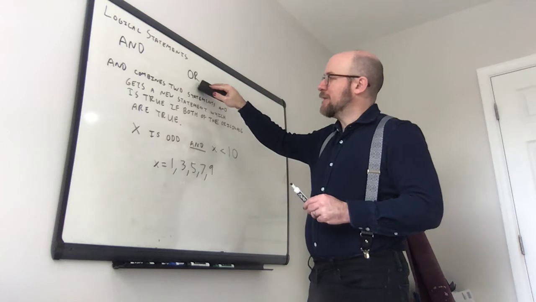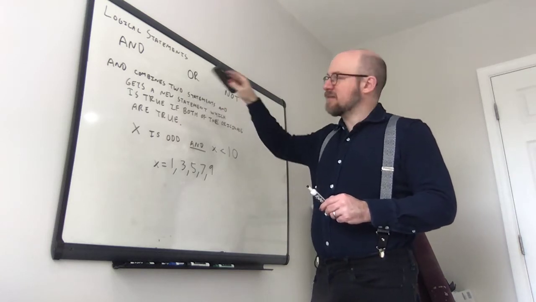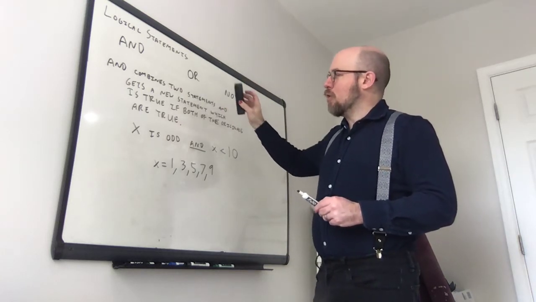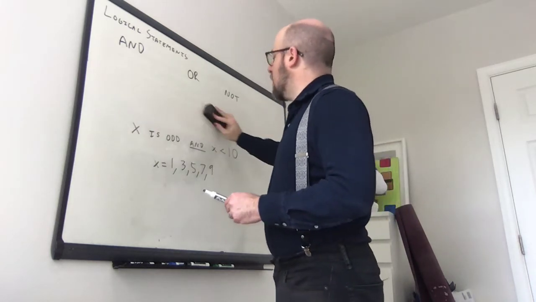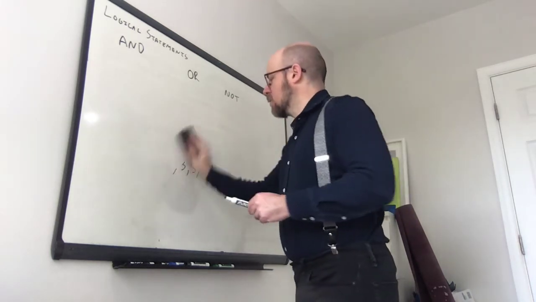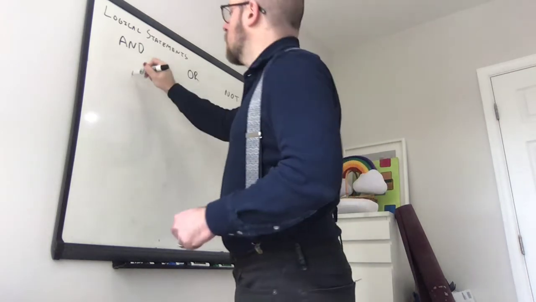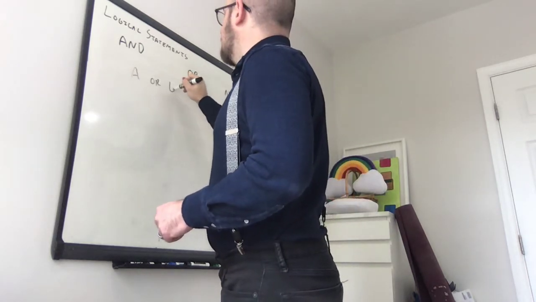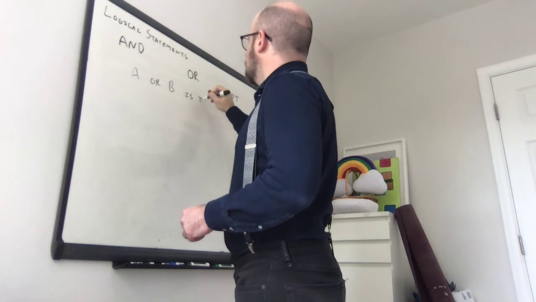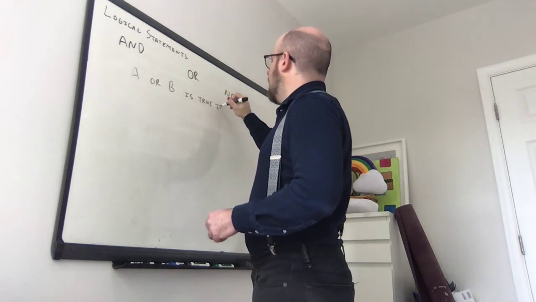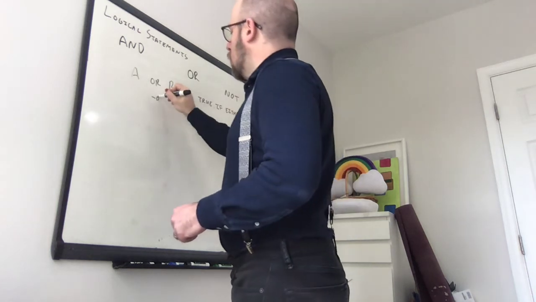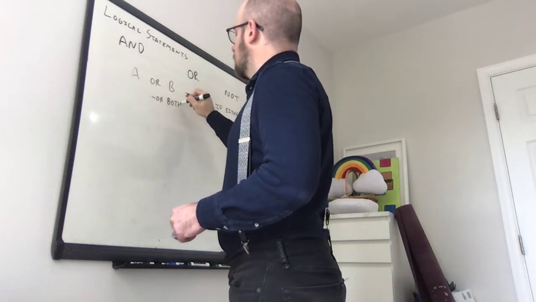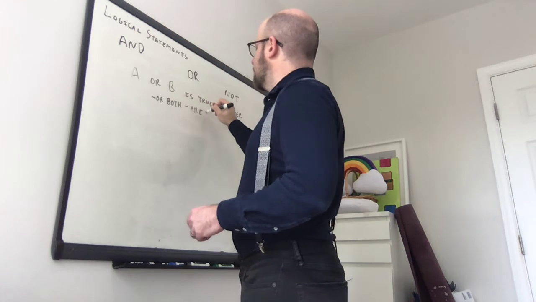Okay, so the next word we've got here, or, is different. So the way that or works is it combines two statements. So A or B is true if either or both are true.